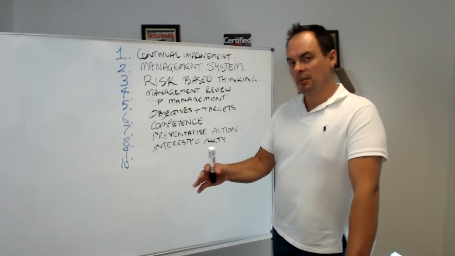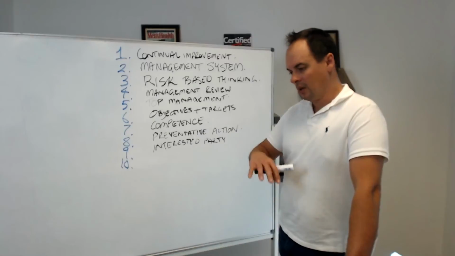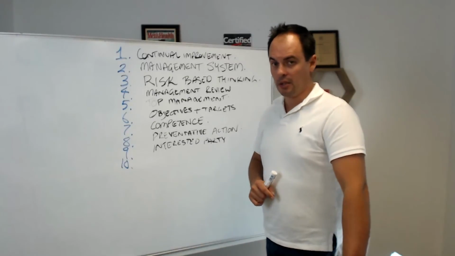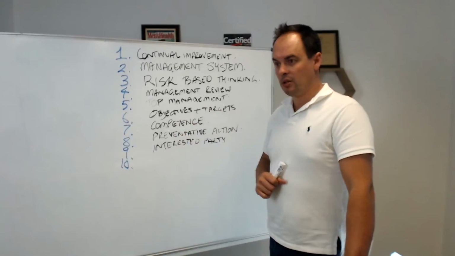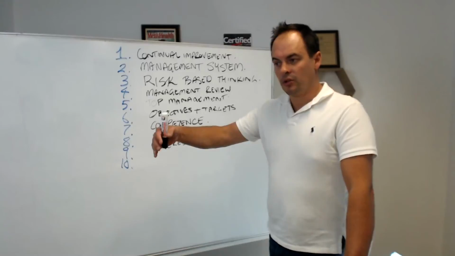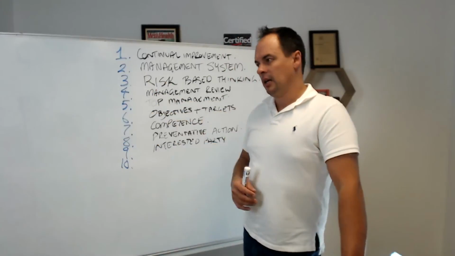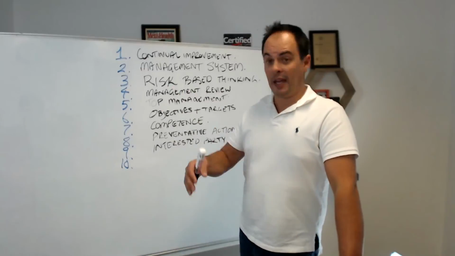Interested party: someone with an interest in your organization, someone that's got a concern. So have a think about who would be the interested parties for your organization. They could be customers, suppliers, financial institutions, or end users of your customers. You might have a customer, but that customer's got an end user. They could be your staff, your shareholders, your managers, or the families of your staff.